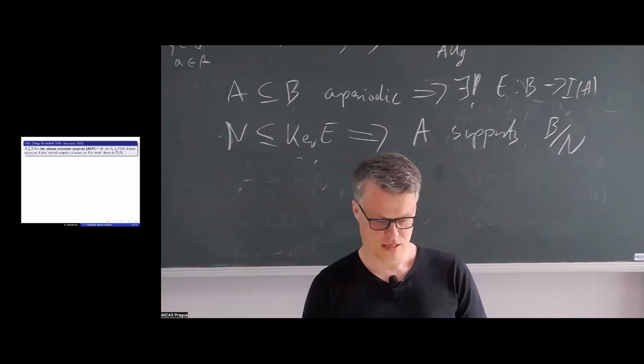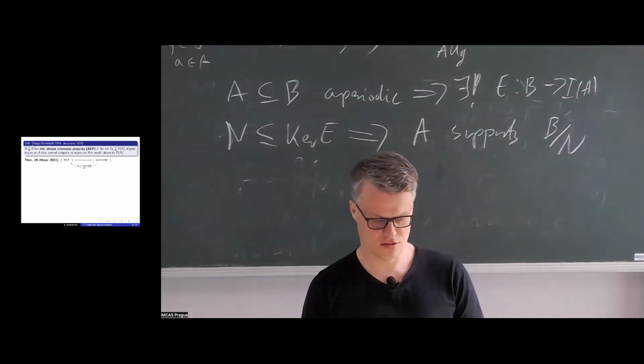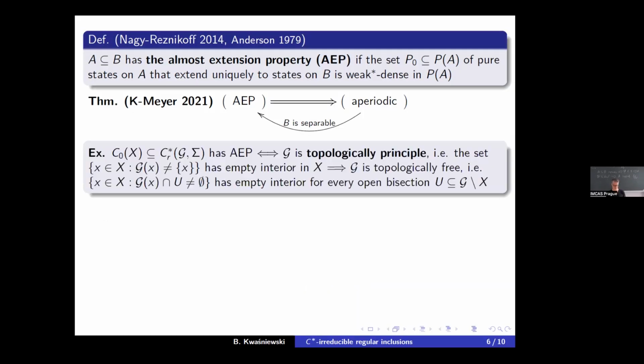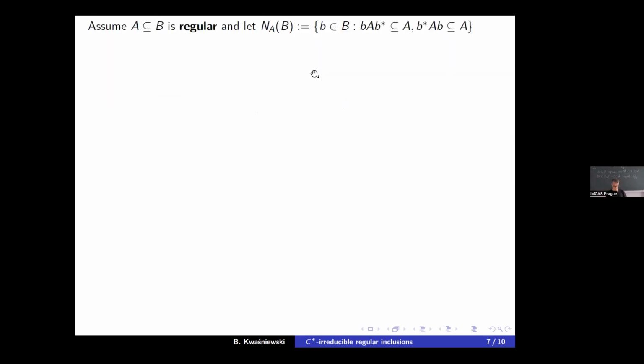Yes, I think roughly I get it. Okay, I don't have much time to talk about this nice property, the almost extension property, so we'll just skip it unless you stop me. And I don't see anyone to stop me. This is related to topological freeness, topological principality. Maybe I will go right away to the result. I want to tell you how to prove the theorem that I started with.